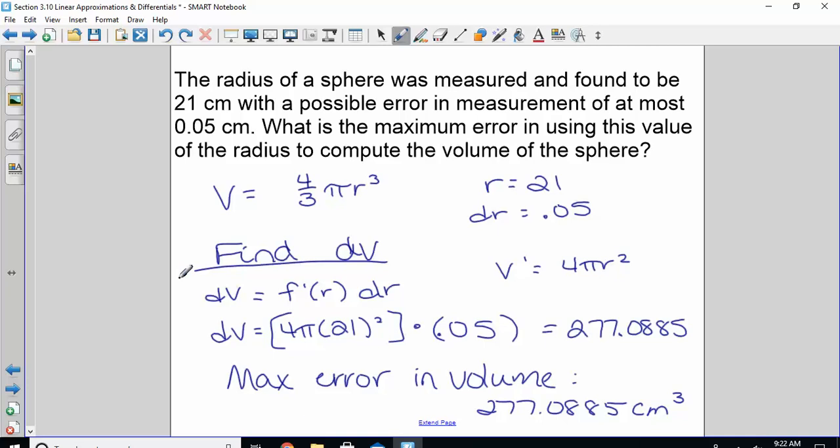All right, any questions there? Sorry, you could call it V prime of r. I probably should have labeled that as V prime of r. I don't know why I wrote r there, but it's the derivative of the volume. Thank you. Any other questions?